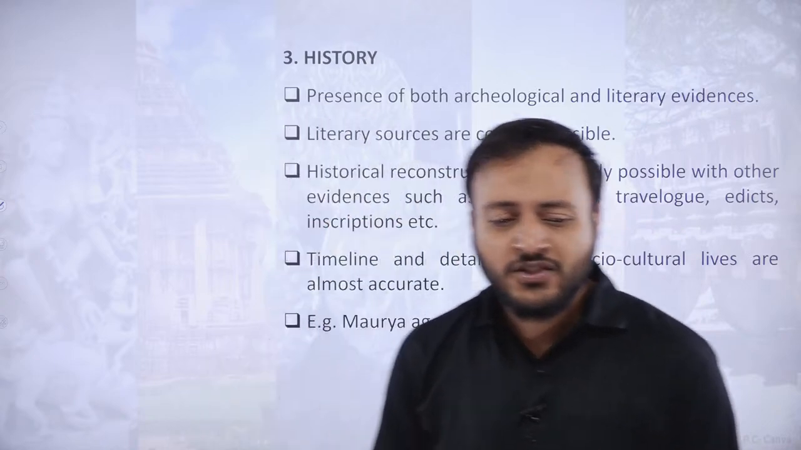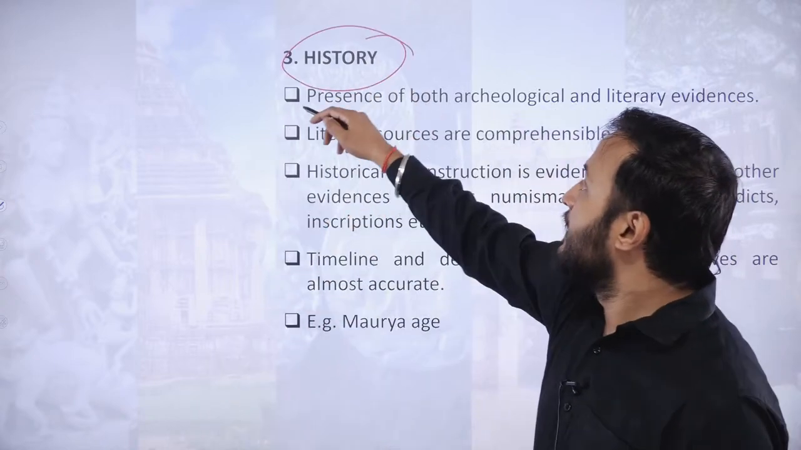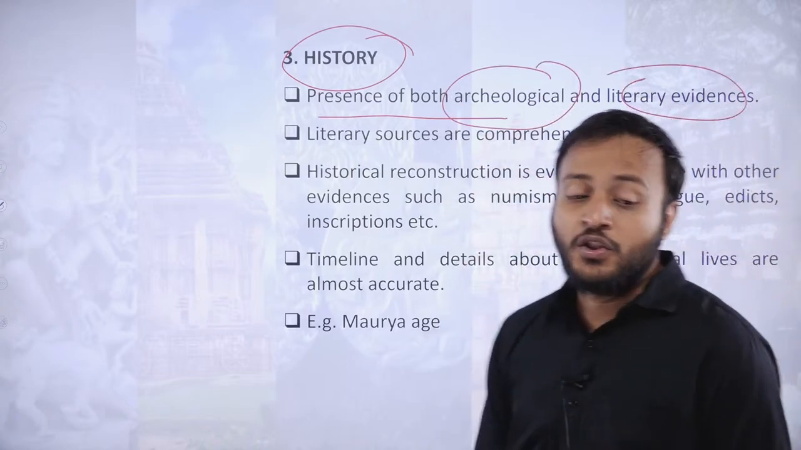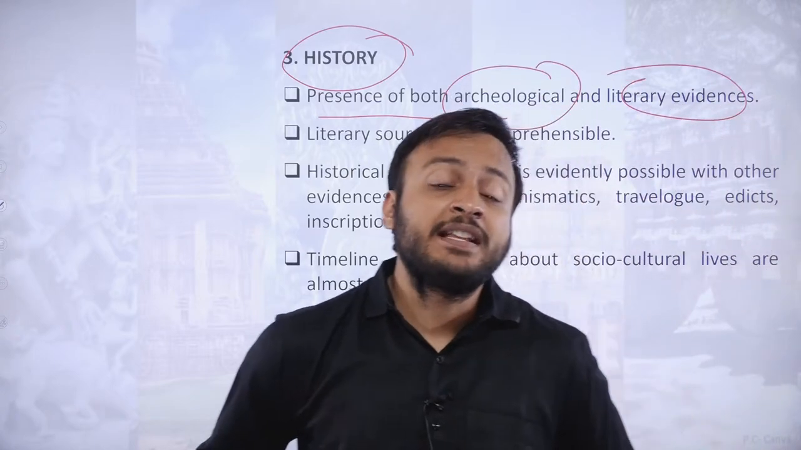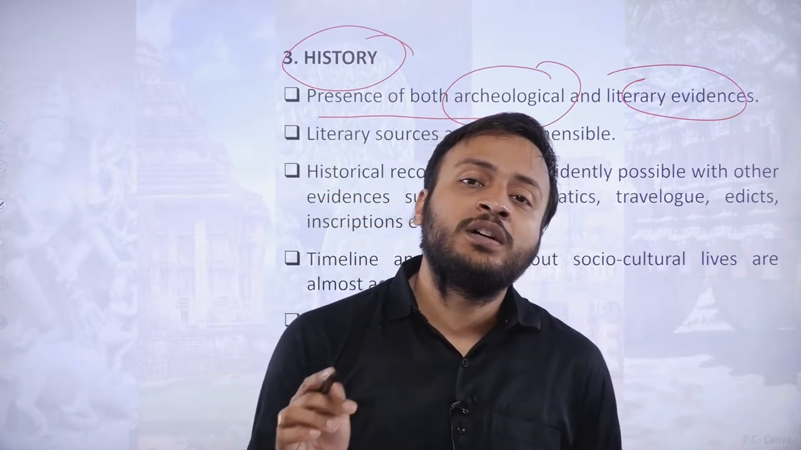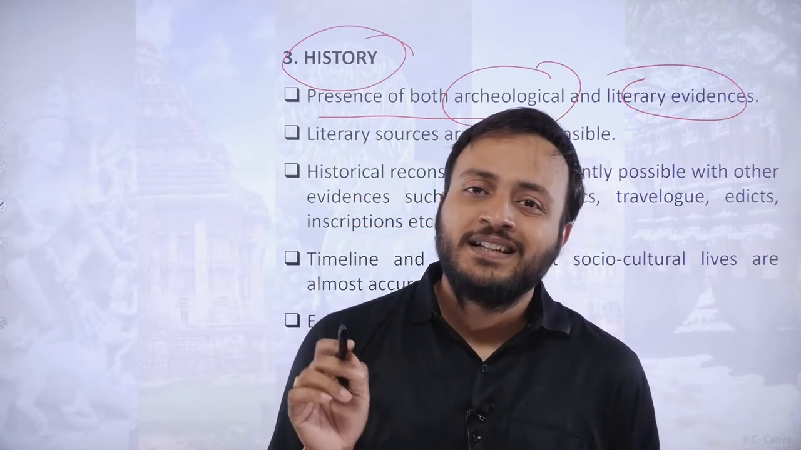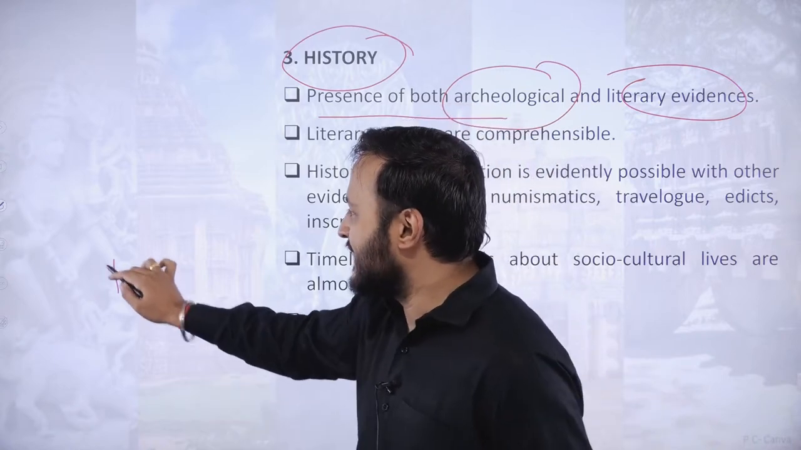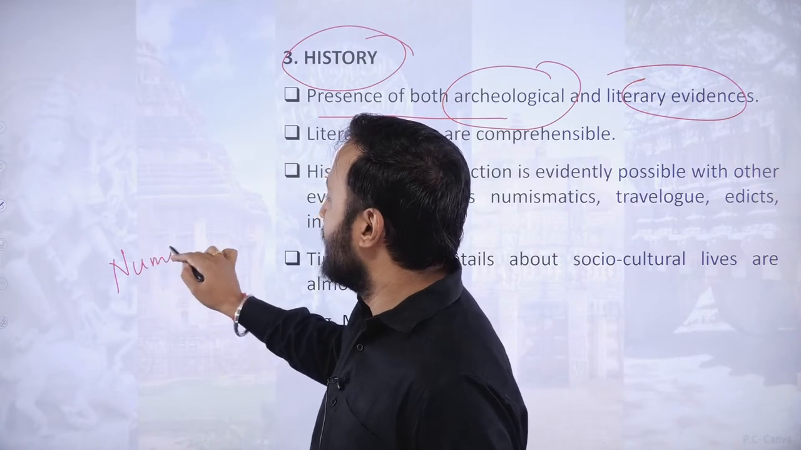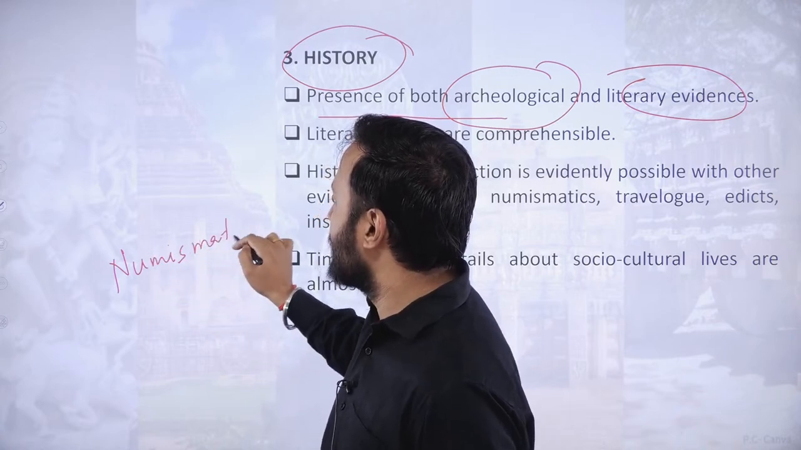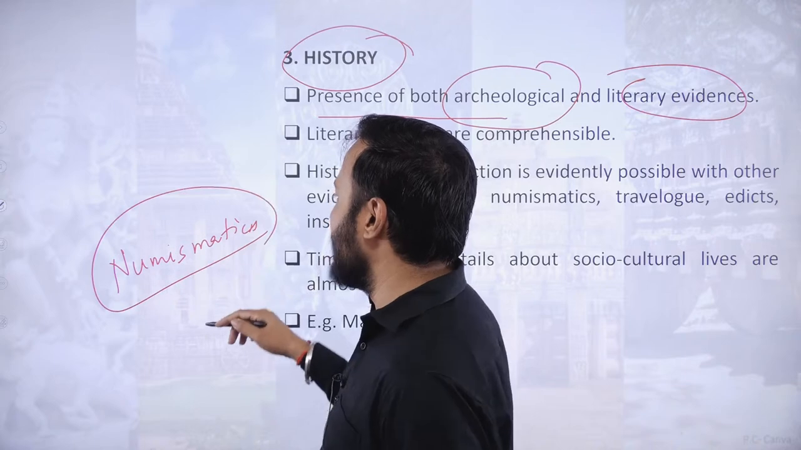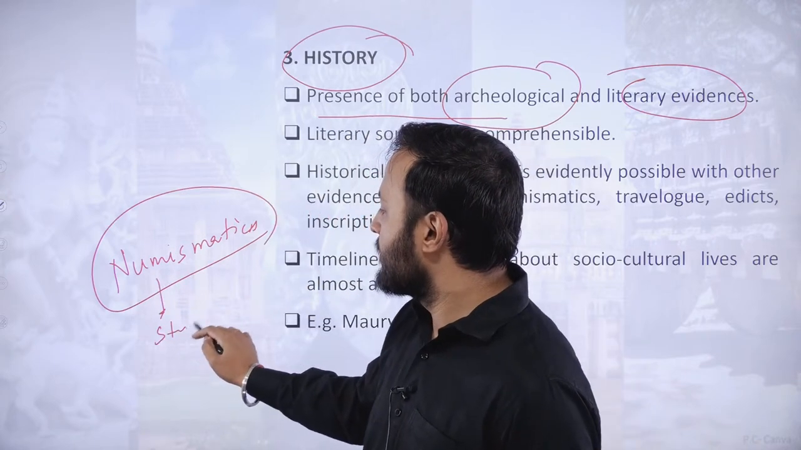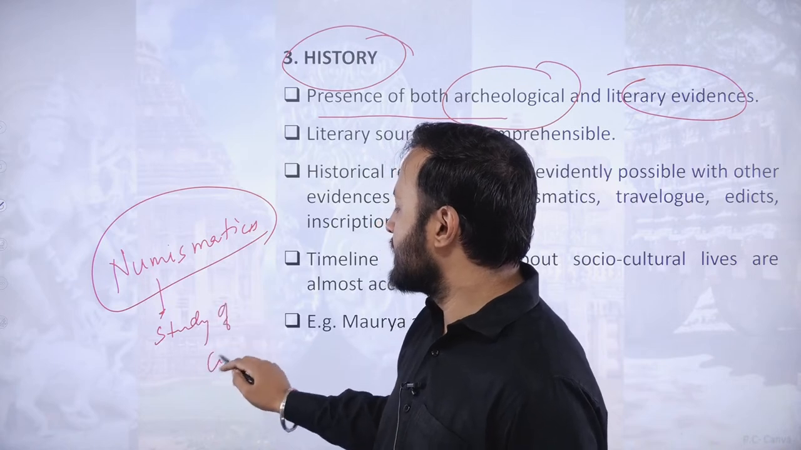Now, what is history? History is basically the presence of both archaeological and literary evidences. Not just the archaeological and literary evidences, there are also cross-verifying resources. For example, numismatics is there. What is the meaning of numismatics? Numismatics means the study of the coins. So, we have the evidences of the coins.